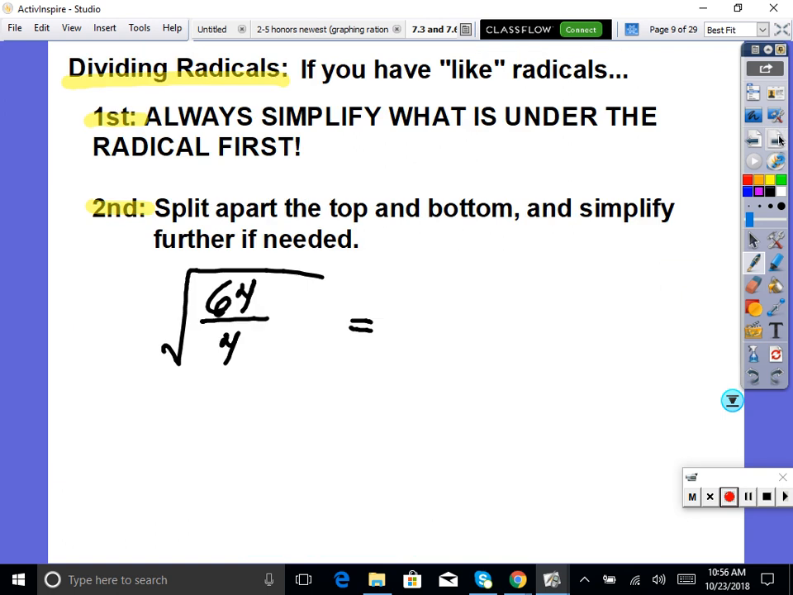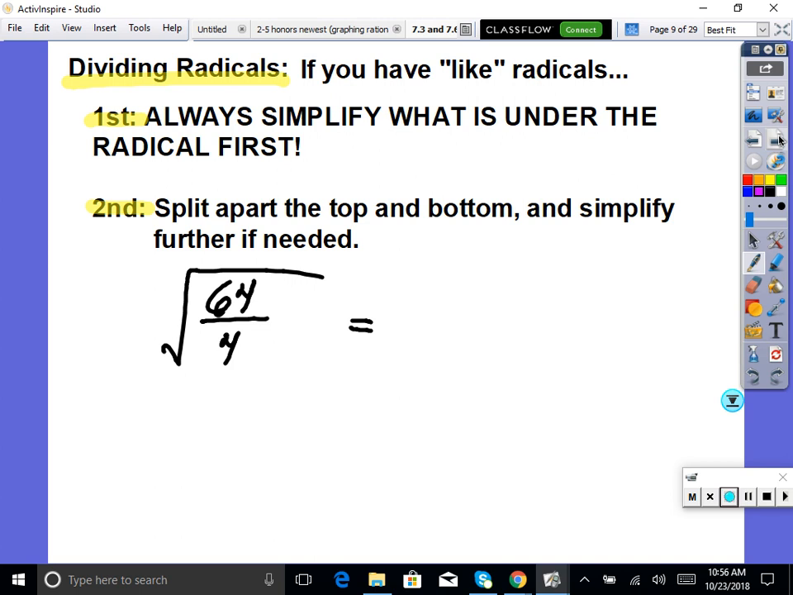Okay, let's go on to dividing radicals. So when dividing radicals, if you have like radicals, you'll just simplify what's under the radical first. Guys, we've got to tackle it in this order so that our life's easier. There are many ways to simplify these radicals, but if you do it this way, you shouldn't need to rationalize any denominators, which is nice.